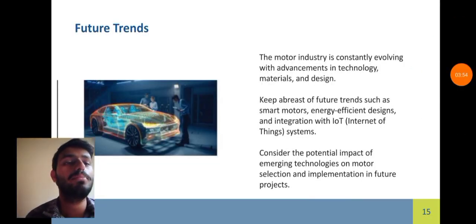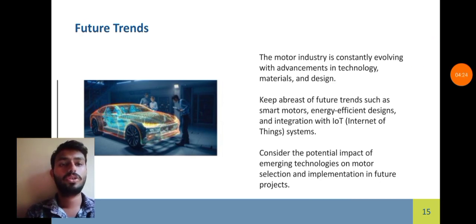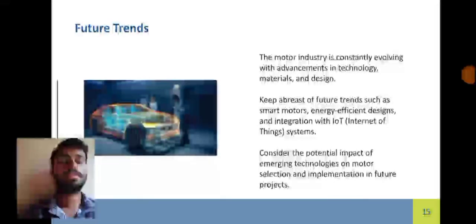Future trends. The motor industry is constantly evolving with advancements in technology, materials, and design. Keep abreast of future trends such as smart motors, energy efficient designs, and integration with IoT, Internet of Things systems. Consider the potential impact of emerging technologies on motor selection and implementation in future projects. In the future, we will get many updated motors for different purposes in cars, machinery, etc.